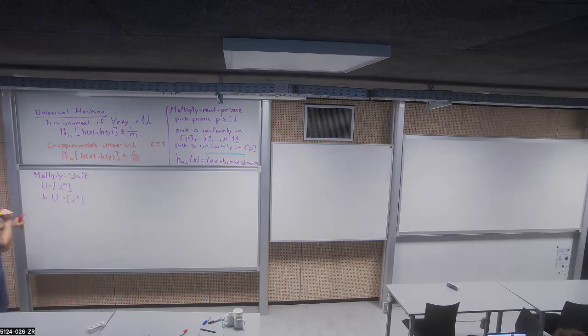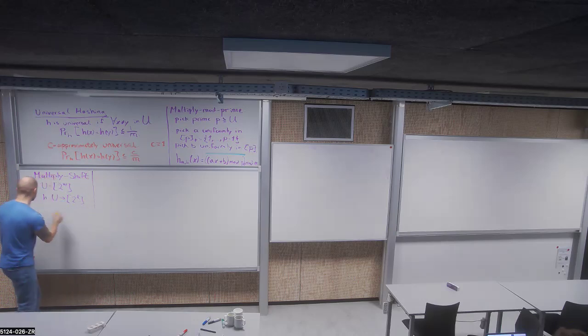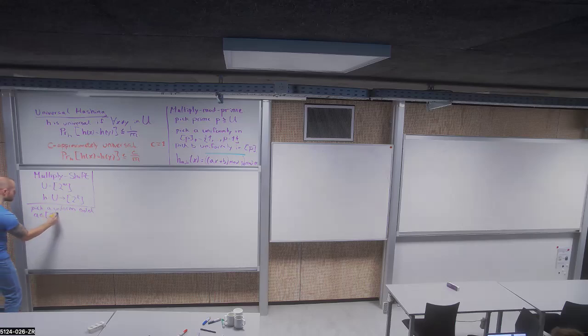So how is it chosen? The way this hash function works is you're going to pick a uniform random odd number a in the range up to 2^w. This is your random seed. You're going to pick one random number. It's going to be odd.